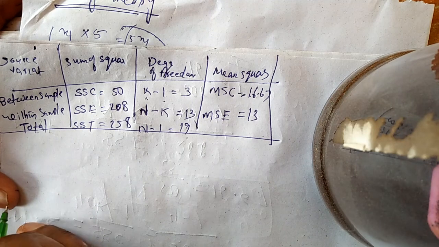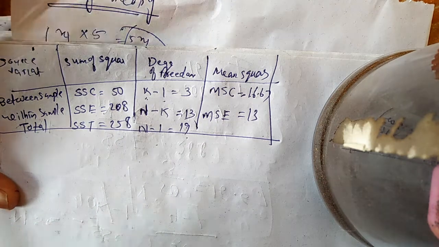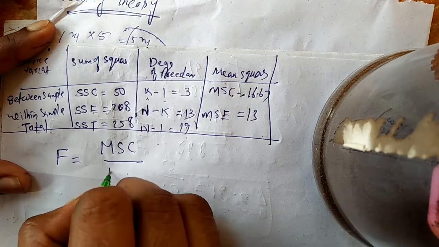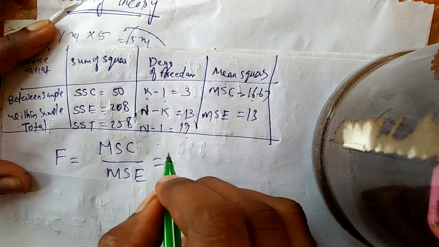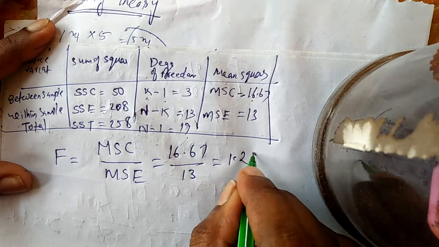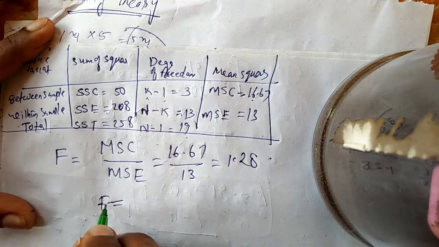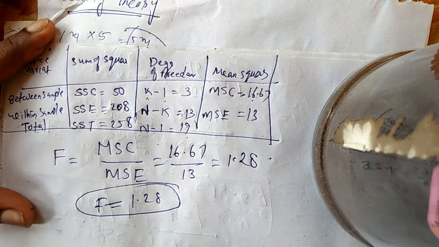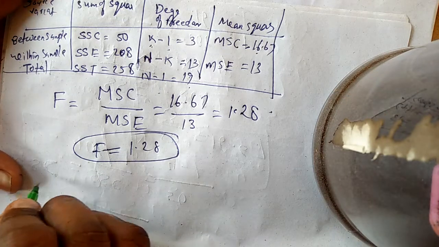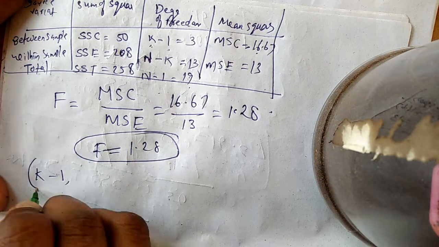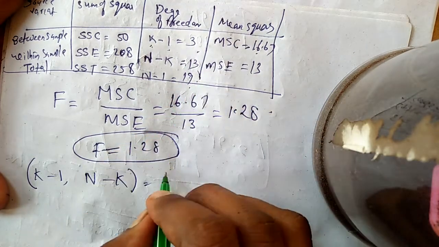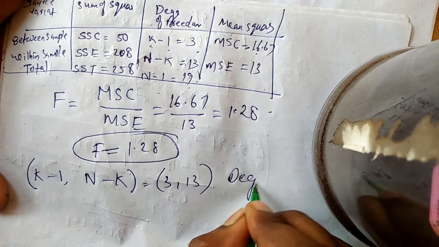Next you can find the F ratio. What is F? F is MSC divided by MSE. So 16.67 divided by 13, that is 1.28. So the calculated F value is 1.28. Then you take the degree of freedom. Degree of freedom is K minus 1, comma N minus K. K minus 1 is 3 and N minus K is 16. This is the degree of freedom.